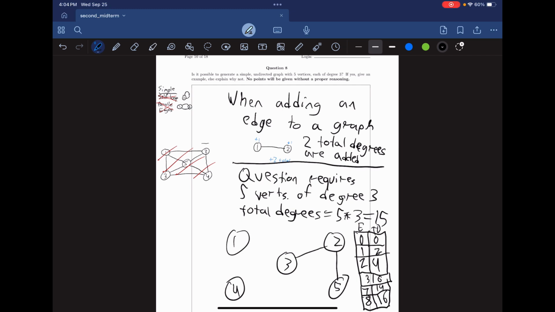And so in other words, it's impossible to have total degrees equal to 15 because 15 is odd. That's the explanation. No, it is not possible to generate a simple undirected graph with 5 vertices, each of degree 3, because the total number of degrees required is 15, and we can only have an even number of total degrees by adding edges to a graph.